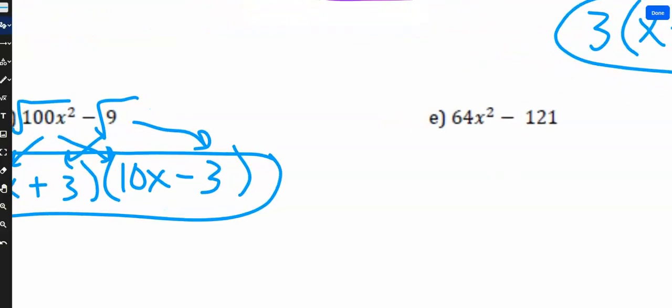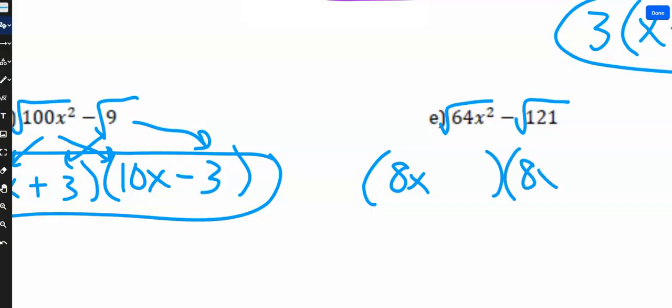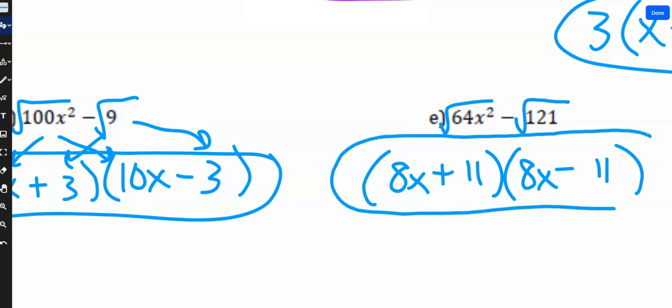Any GCFs on the next one? Nope. So square root. So 8x, 11, one's a plus, one's a minus. Done.